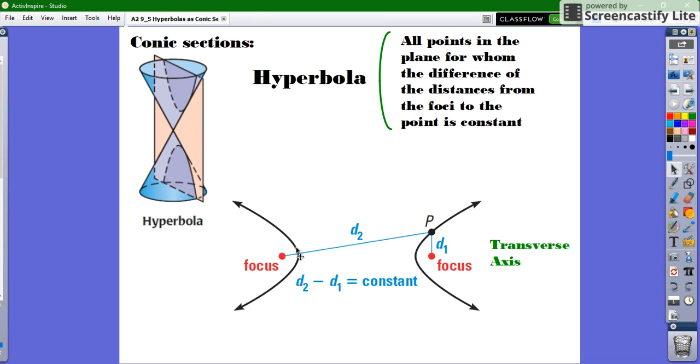Now, there are a couple of lines of symmetry. There would be a line of symmetry running up and down on this picture, but also there's a line of symmetry that runs through the foci, also through the vertices. And for a hyperbola, we call that the transverse axis. It sort of transects, or cuts the two branches, through those vertices.